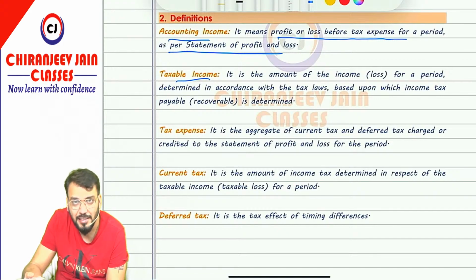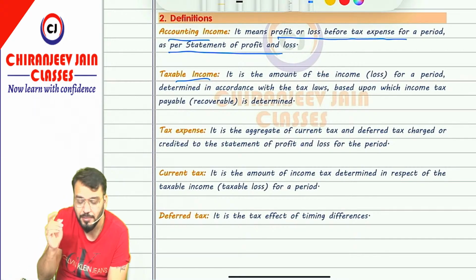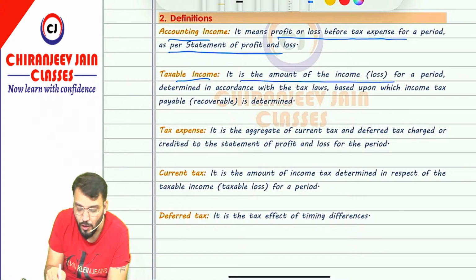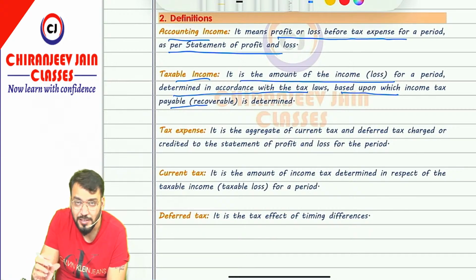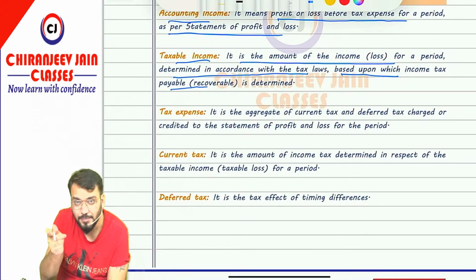What do you mean by taxable income? Taxable income is any income which is calculated as per Income Tax Act, on which we pay or on which we calculate income tax as per Income Tax Act. So it is the amount of income or loss for the period determined in accordance with the tax law, based upon which income tax payable or recoverable is determined. Got this point? I hope when you have done income tax, you have already calculated taxable income, based on which we calculate tax expense as per Income Tax Act.